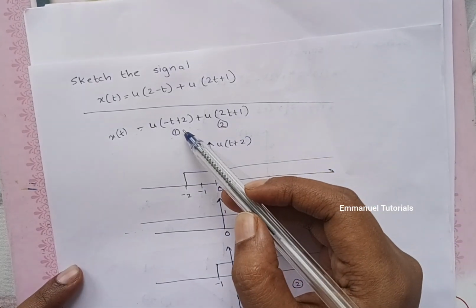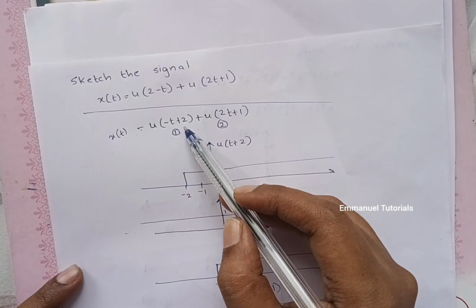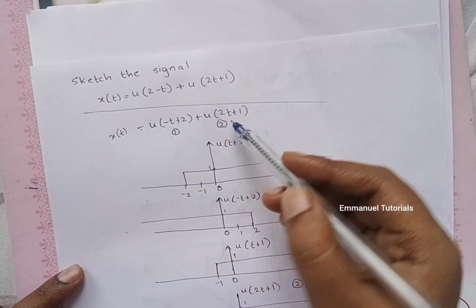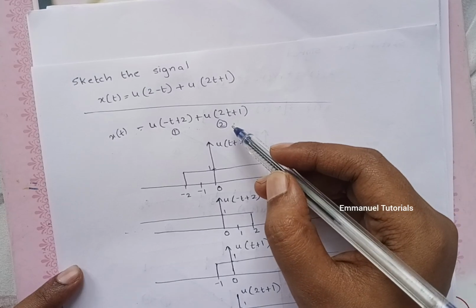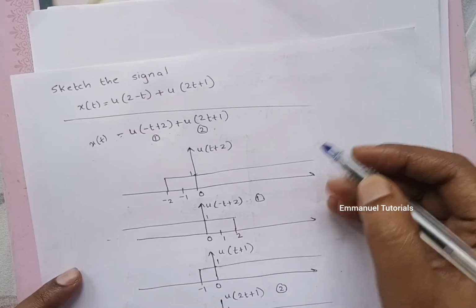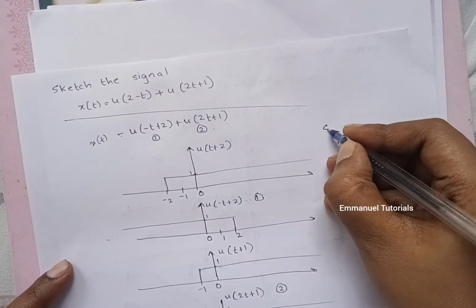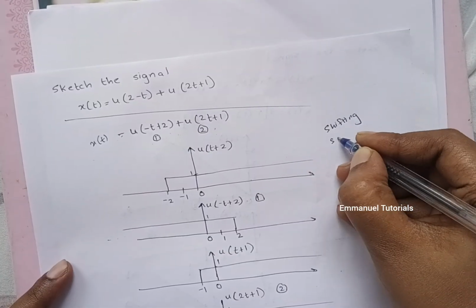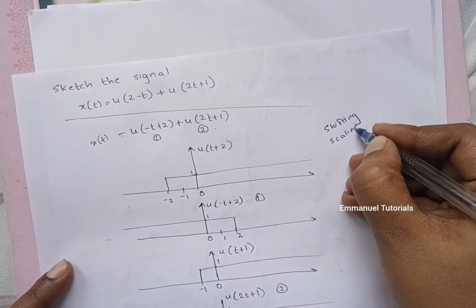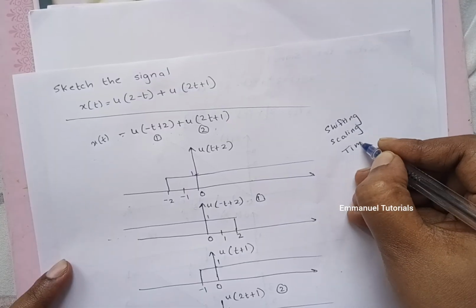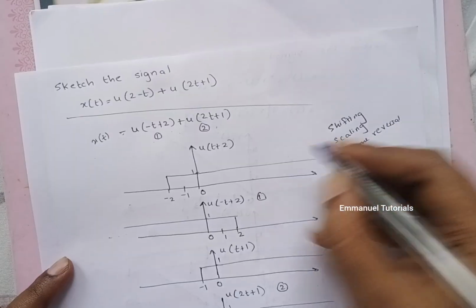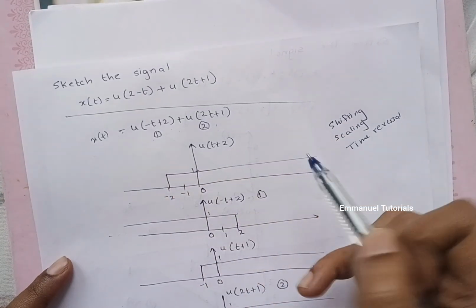The first signal has reversal and advance. Second signal has advance and you can say time scaling, right? So according to the precedence rule, first we'll be doing shifting, then scaling, then time reversal. So let's go with the first signal, which is u of minus t plus 2.